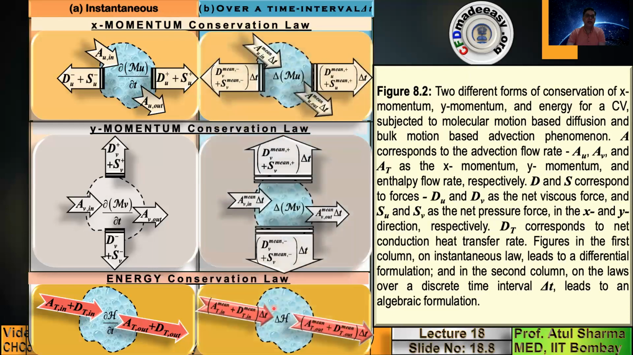So this is the product of the time averaged enthalpy flow rate with delta T. This is the time averaged conduction heat transfer rate multiplied with delta T. When you take the product of conduction heat transfer rate and delta T, it gives you the amount of heat conducted into the control volume. When you take the product of the enthalpy flow rate with delta T, this represents the net amount of advected thermal energy entering into the control volume. Similarly, this is the advected thermal energy and the amount of conducted heat leaving the control volume. This is the leaving and this is the entering.